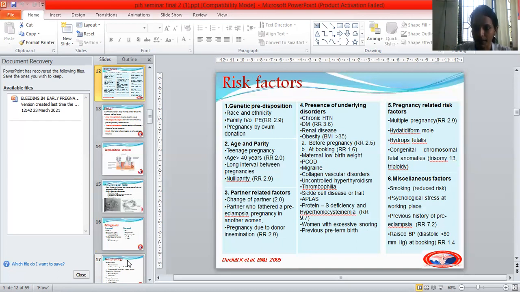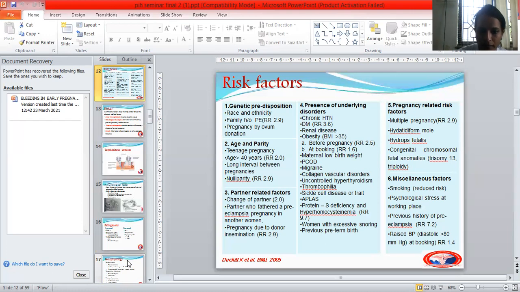That is, teenage pregnancy is at a high risk of developing preeclampsia. Or if the other extreme, like elderly pregnancy more than 40 years, then they are at a higher risk of developing chronic hypertension. Even between two normal pregnancies, if the interval is very long, then again they are at a higher risk of developing hypertension. Nulliparous individuals are also at a higher risk of developing hypertension.